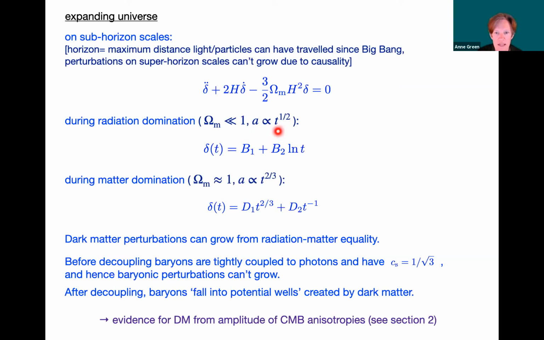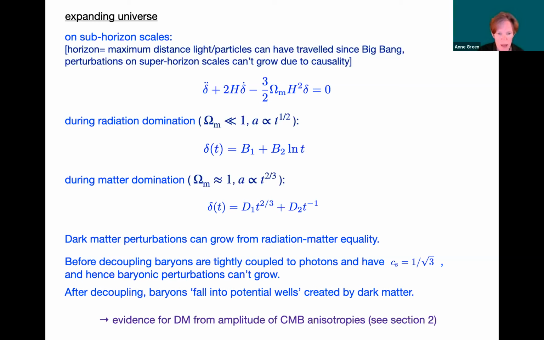Putting those things into the differential equation, what you find is the following solution, i.e. a constant plus a logarithm. So during radiation domination, perturbations only grow very slowly, only logarithmically. And that's dark matter. We'll come on to baryons in a moment.